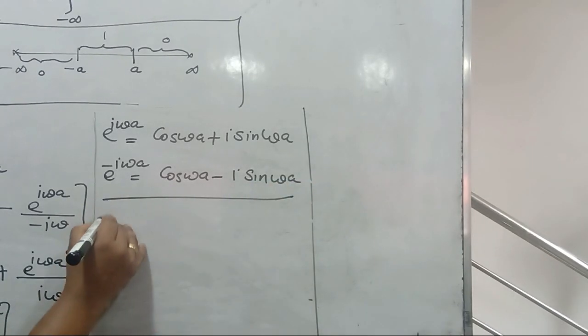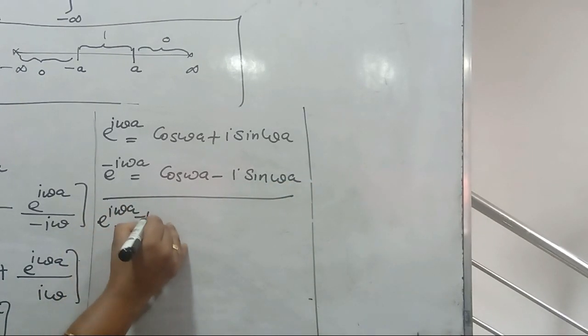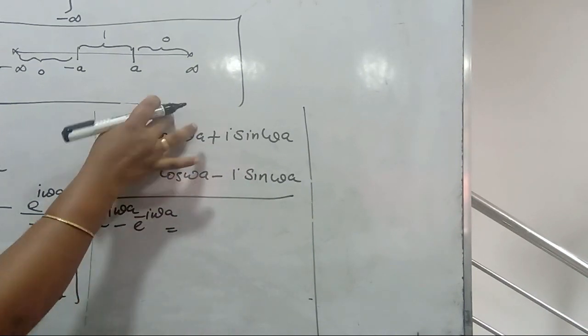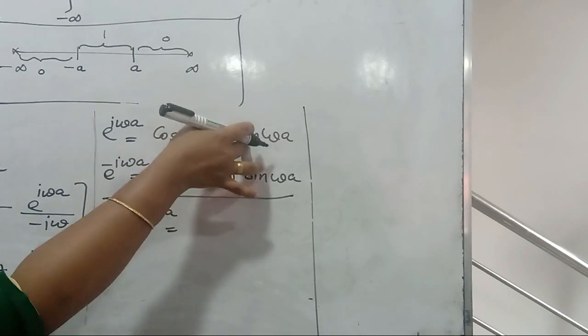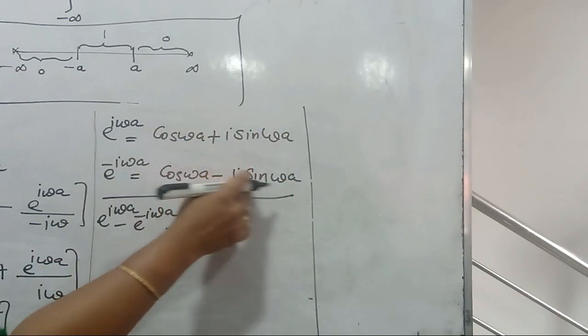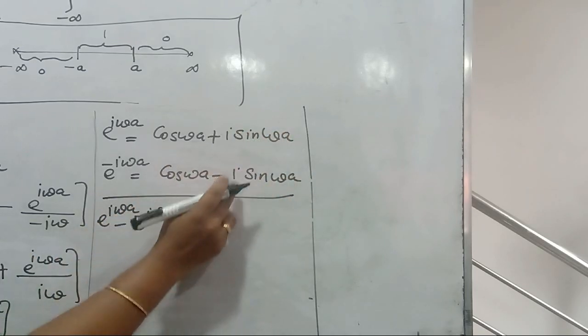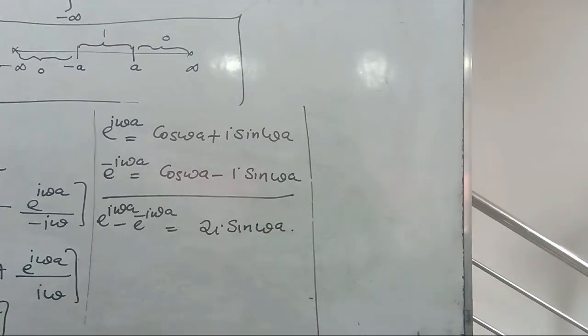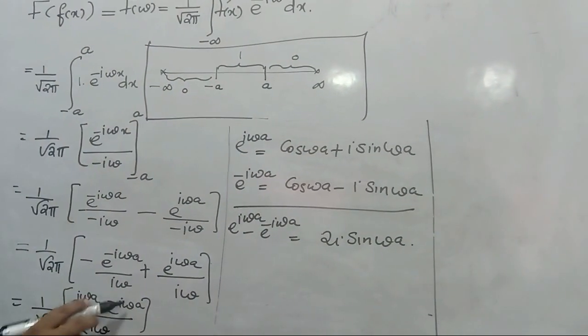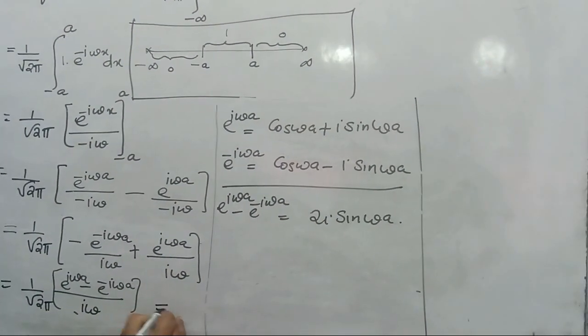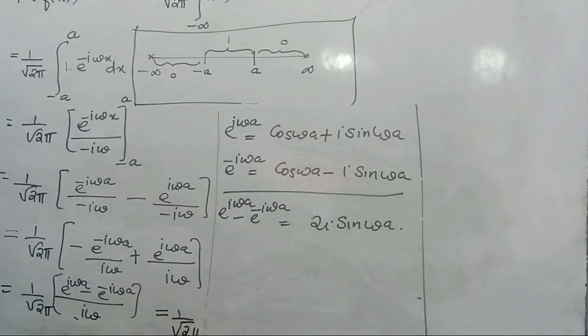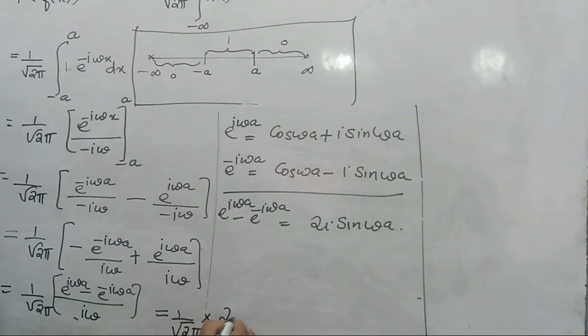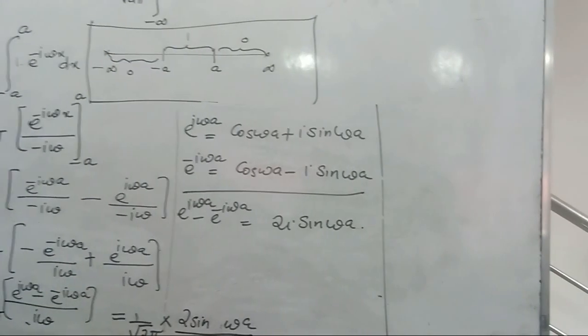Now what is e raised to i omega a minus e raised to minus i omega a? On subtracting, the cos omega a terms cancel out, and we get i sin omega a minus of minus i sin omega a. So i sin omega a plus i sin omega a, 2i sin omega a, right? So 1 by root 2 pi times e raised to i omega a minus e raised to minus i omega a by i omega is 1 by root 2 pi into 2i sin omega a by omega.